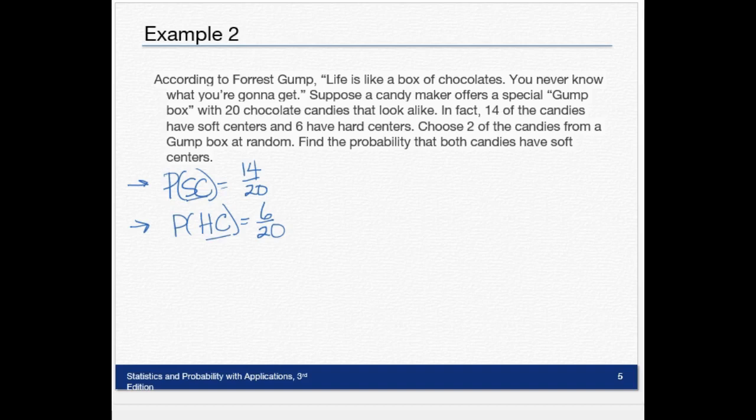Now, this one works out just a little different because I've got 2 candies, right? 1, 2. Okay, if I want the first one to be soft-centered and the second one to be soft-centered, let's think. Here's the probability of the first one being soft-centered. There's 14 out of 20, right? Now for the second one, I have to think about the fact that I've already taken one piece out of the box. So there's no longer 20 pieces in the box, there's 19 now. And if I did what I wanted, there were 14 soft centers, and I chose one, then there's now only 13 soft centers. So I multiply these two together.